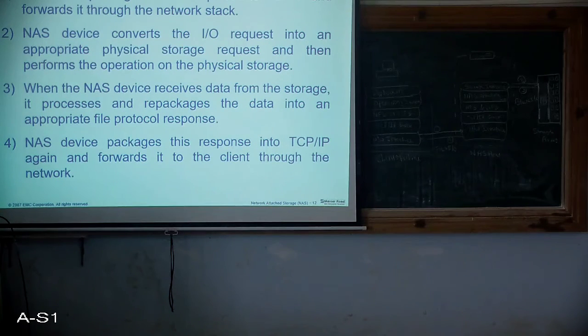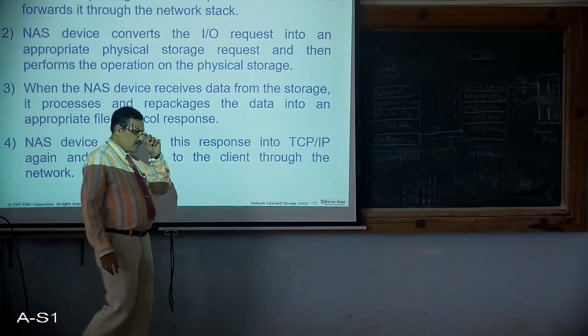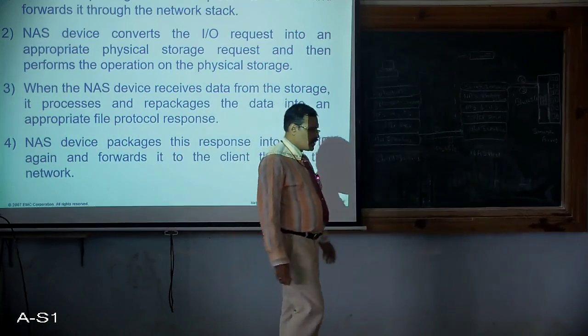This entire IO operation provides file level data access to its clients. File IO is a high level request that specifies the file to be accessed. This kind of operation is done by our NAS device.